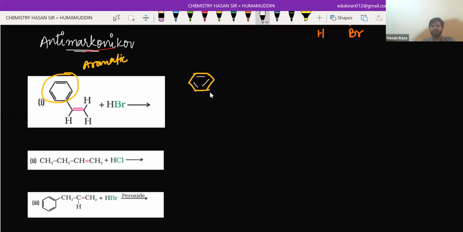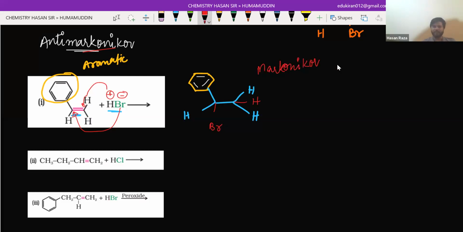Now you can see there is a double bond. Alkene with HBr, that is Markovnikov. So if it is Markovnikov, the bond will be broken and the rest part will be as it is. Since it is Markovnikov, this is your negative and this is your positive. Negative will go to that carbon which has lesser number of hydrogen and positive to that carbon which has greater number of hydrogen. So bromine will come here and hydrogen will be here. This is your Markovnikov. So if you recognize the reaction, it is very easy to do.